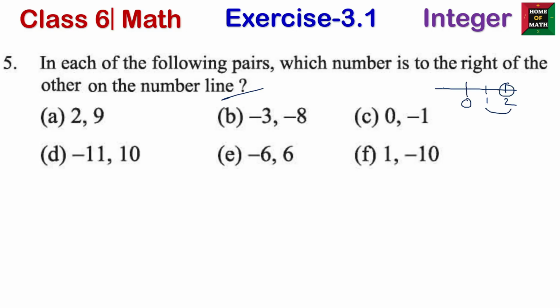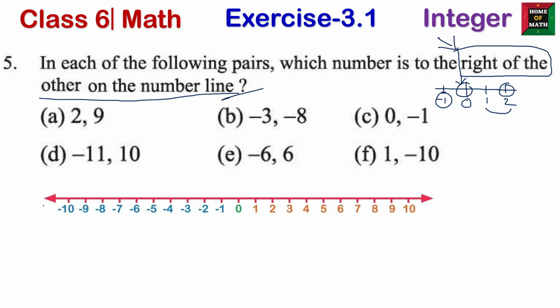Suppose here is minus 1. Once you compare minus 1 and 0, 0 is the right one. So our main theme is which number is to the right of the other on the number line. So we will find out which number is on the right side. Number A, we can consider this is 0, so this is 2. Here is a 2 and here is a 9. So 2 and 9, here 9 is the right.